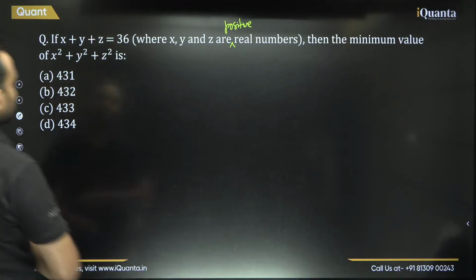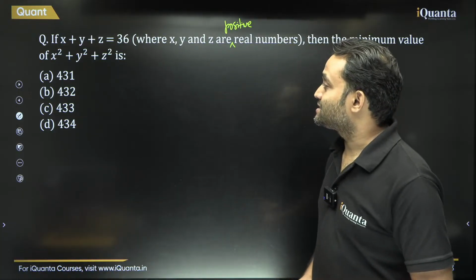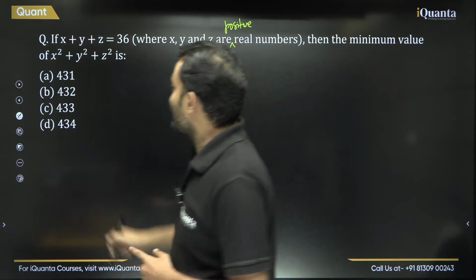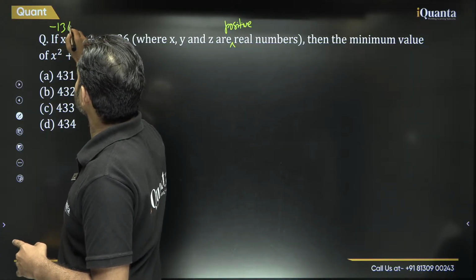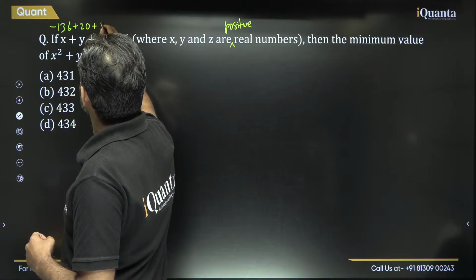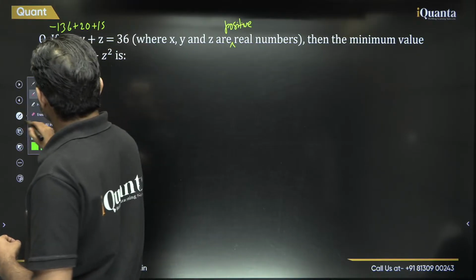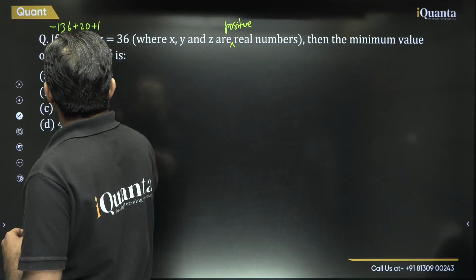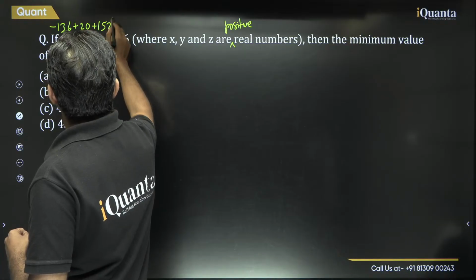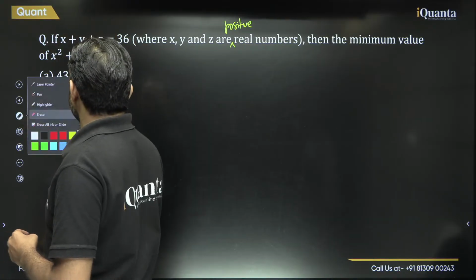If x plus y plus z is 36, where x, y, z are positive real numbers, then the minimum value of x square plus y square plus z square is? It's really important that this should be positive real numbers. Otherwise, I can take this as minus 136 plus 20 plus 150, 100 and however much more, 136, right? 152 would still come, isn't it? This would become minus 116, 152 would still come, right? So that's why it's really important that all of these values are positive, not only real but positive.